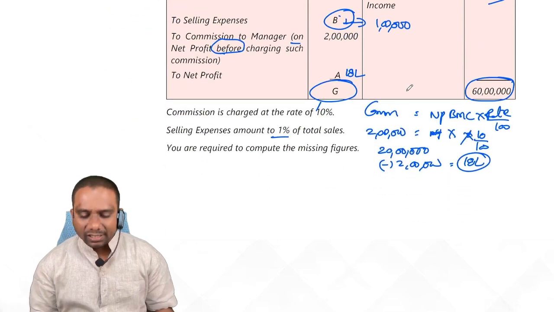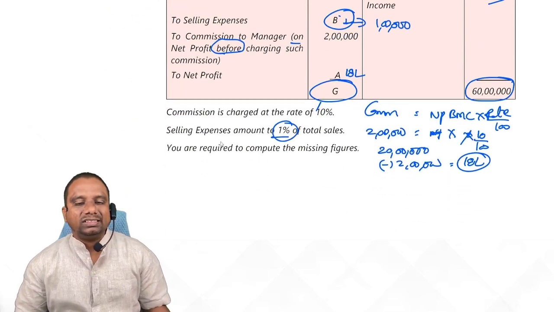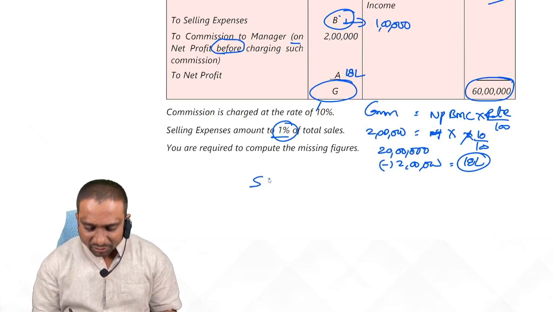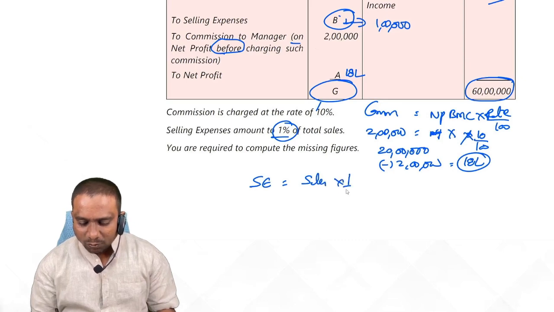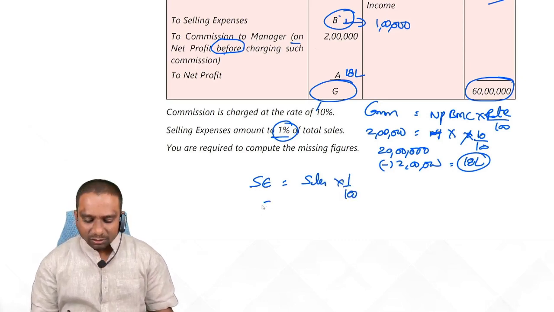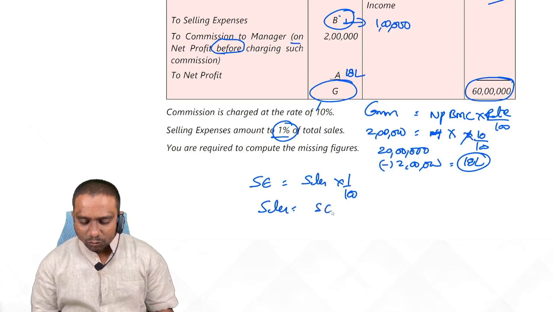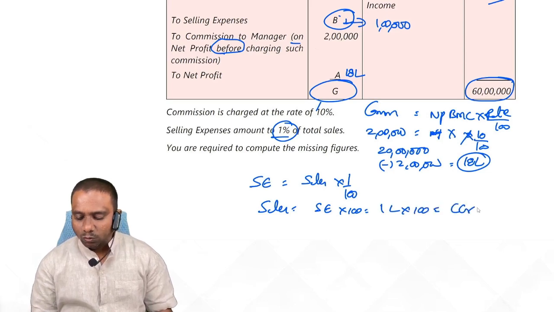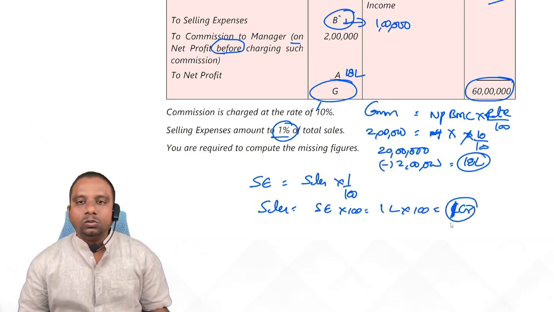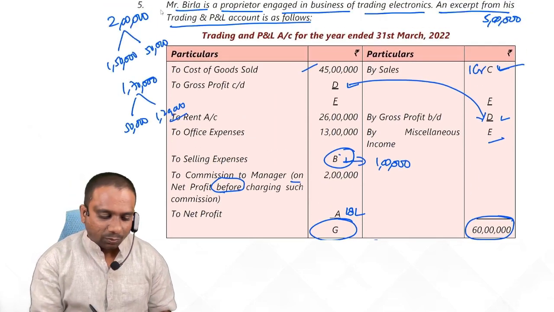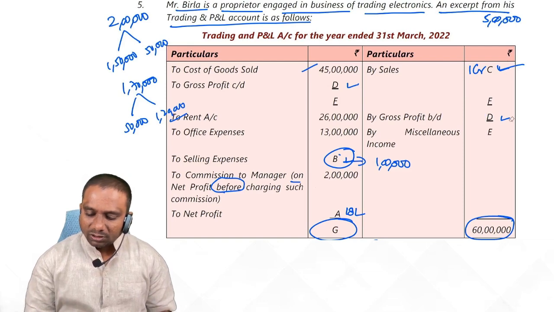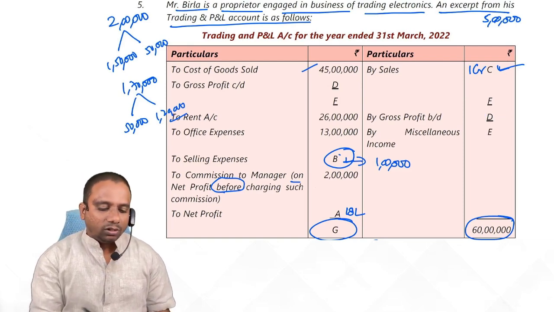Sales, see, selling expenses are 1% of total sales. Selling expenses are sales into 1 by 100. Nothing but sales is equal to selling expenses into 100. Means 1 lakh into 100, that is equal to 1 CR. Yes or no? Sales are 1 CR. Observe. 1 crore is your sales.